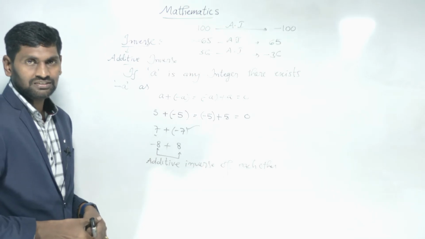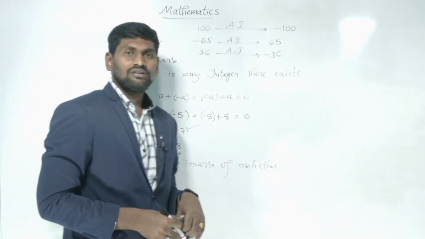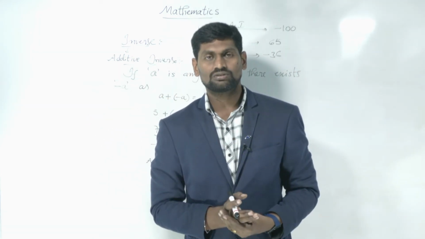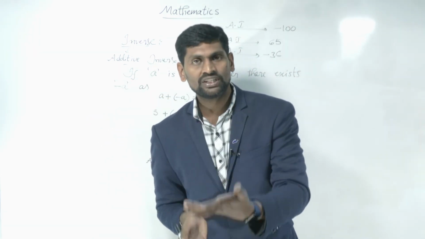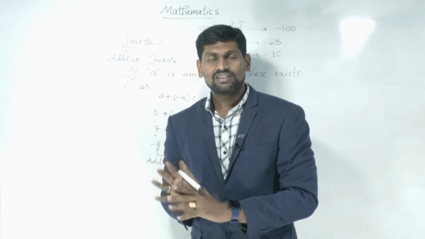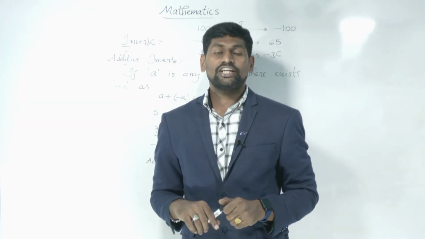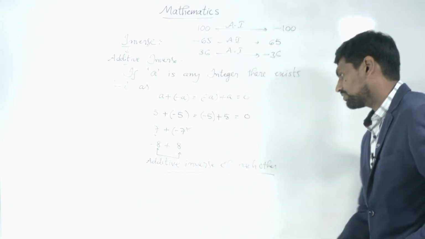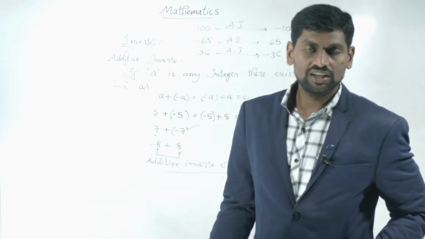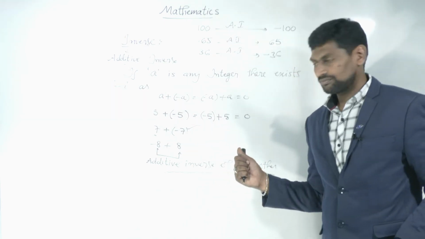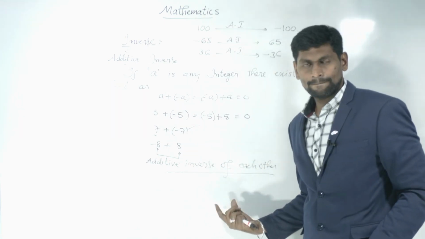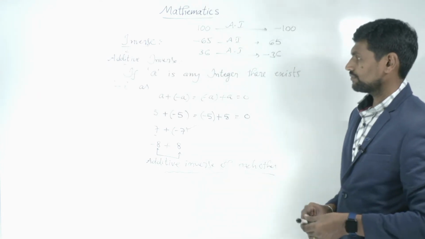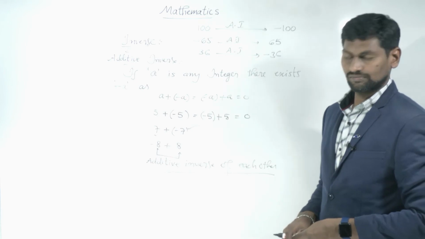Okay. So for every positive integer there exists its negative integer also. Same way for every negative integer there exists a positive integer. So both of them are called additive inverse of each other. Got it? Please note it.